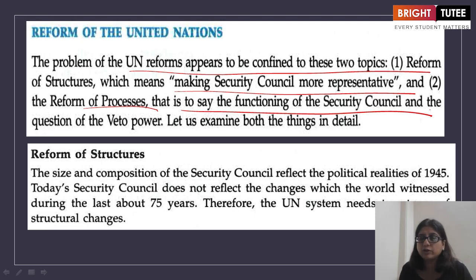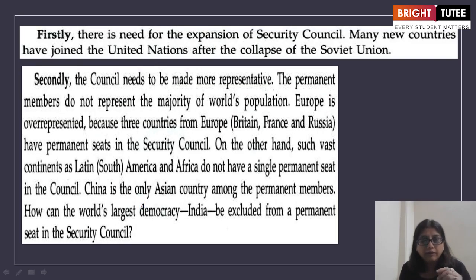The reform of the structures: the size and composition of the Security Council reflect the political realities of 1945, and today's Security Council does not reflect the changes which the world has witnessed during the last about 75 years. Therefore, the United Nations system needs two types of structural changes. The very first is the need for expansion of the Security Council. Many new countries have joined the United Nations since the Soviet Union collapsed. And secondly, the council needs to be made more representative.